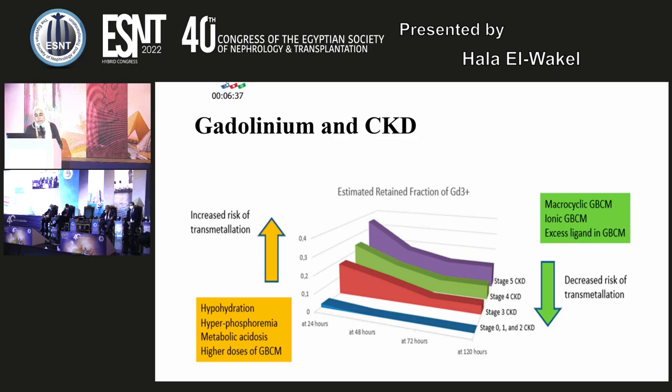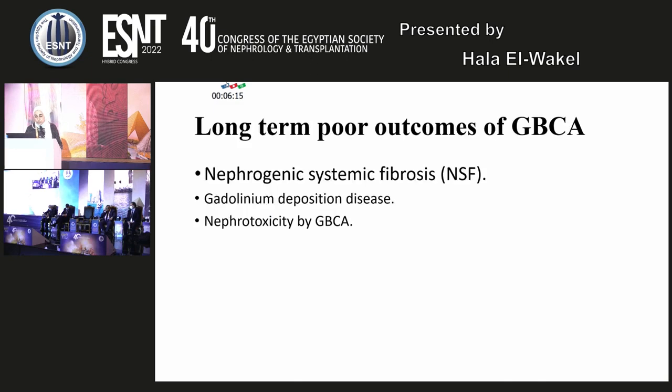Moreover, there are factors that lead to more transmetallation, like dehydration, hyperphosphatemia, and metabolic acidosis, and these are factors that could be corrected to prevent such gadolinium toxicity. On the other hand, the macrocyclic and ionic gadolinium-based agents lessen this process.